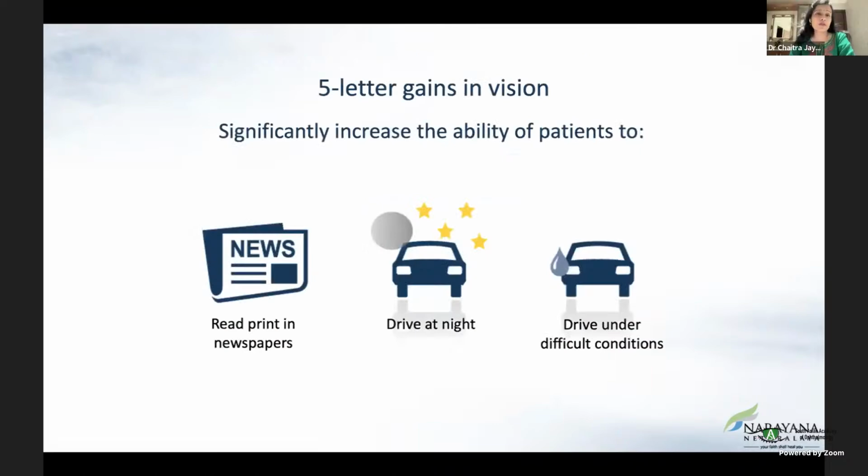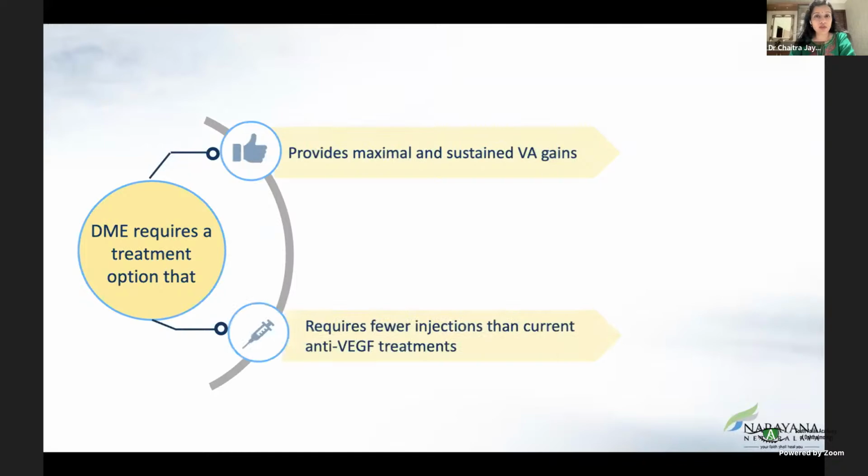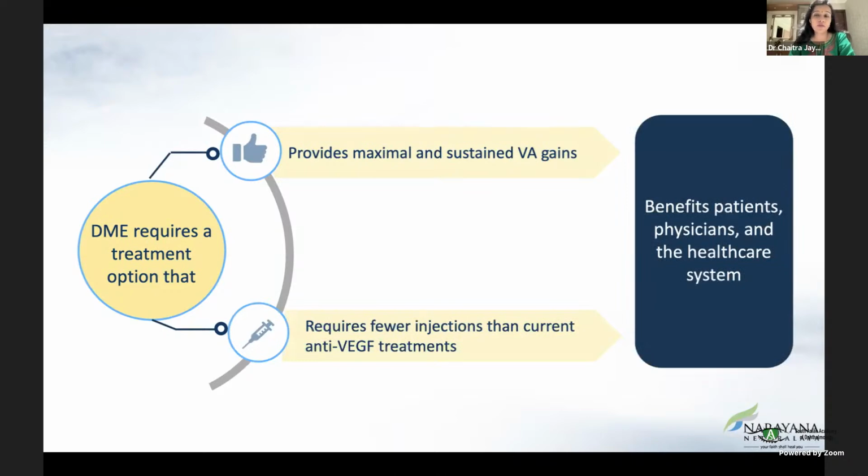So even a simple 5-letter gain in vision can significantly affect the ability of our patients to read. A lot of them, especially in the elderly population, I think miss this the most. They keep saying that they can't read either their books or the newspaper, or drive at night and under difficult conditions. So DME requires a treatment that provides maximal and sustained visual acuity gains with fewer injections than the currently available protocols and the drugs that we have. This will therefore benefit patients, physicians, and the healthcare system.